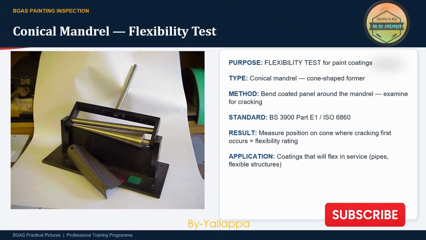This slide illustrates the conical mandrel bend test. The purpose of this test is to evaluate coating flexibility. During the test, a coated panel is bent around a conical mandrel, creating progressively increasing strain along the coating film. Inspectors examine the coating for cracking, flaking, loss of adhesion, or other signs of failure. Flexible coatings should withstand deformation without damage. This test is particularly important for coatings applied to components that may experience bending or thermal movement during service.